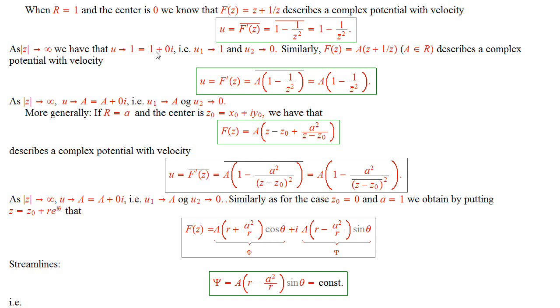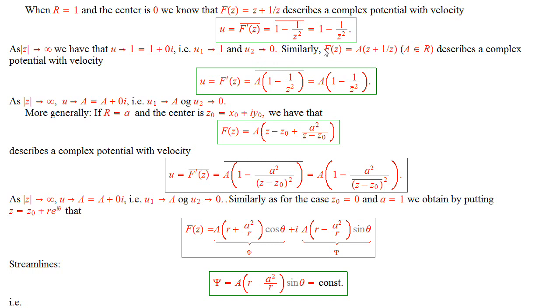And 1 is the same as 1 with real part 1 and 0 as imaginary part. So this means that the first component, the horizontal component, is approaching 1 and the vertical component is approaching 0, which is rather natural far away from this cylinder.